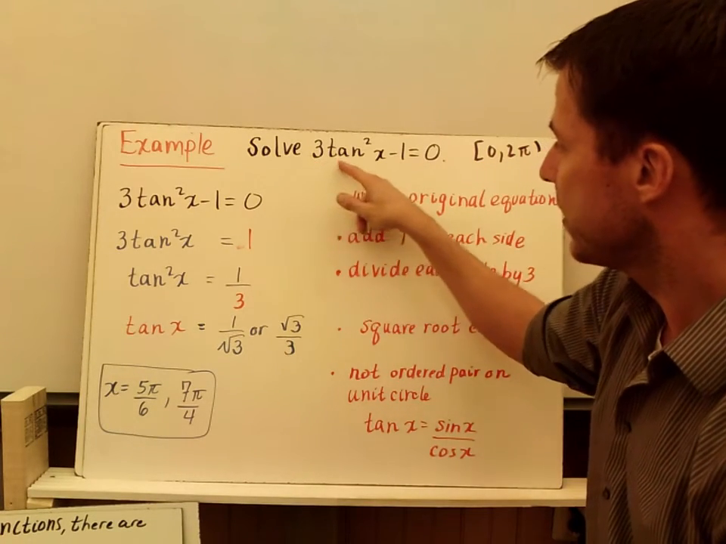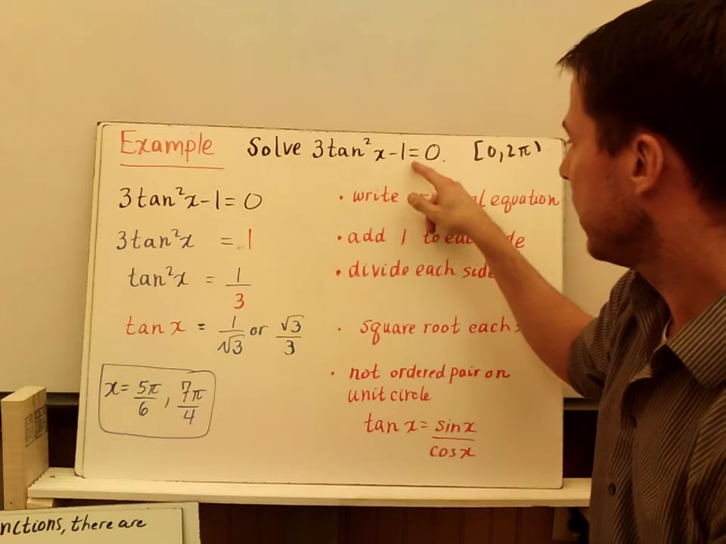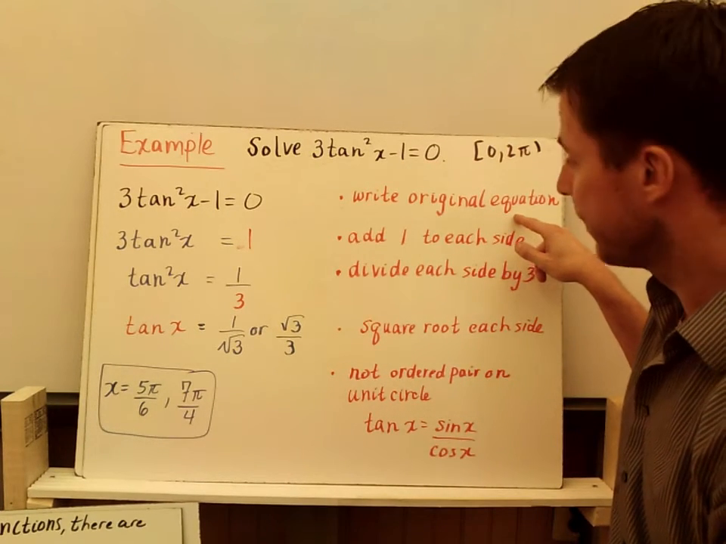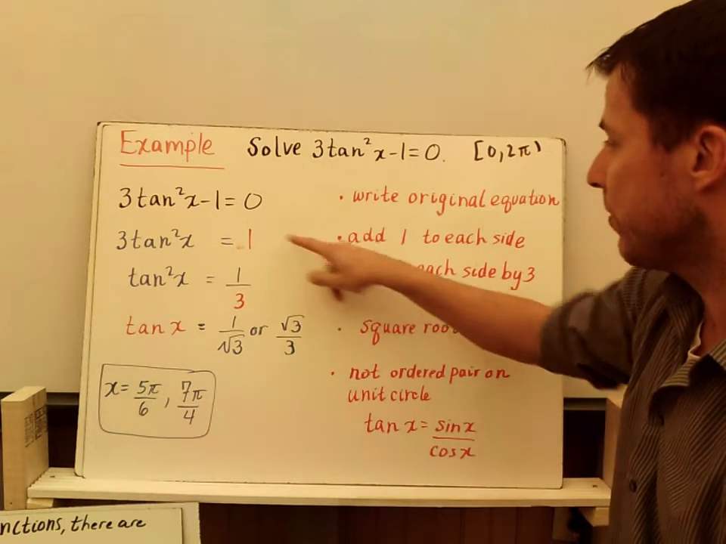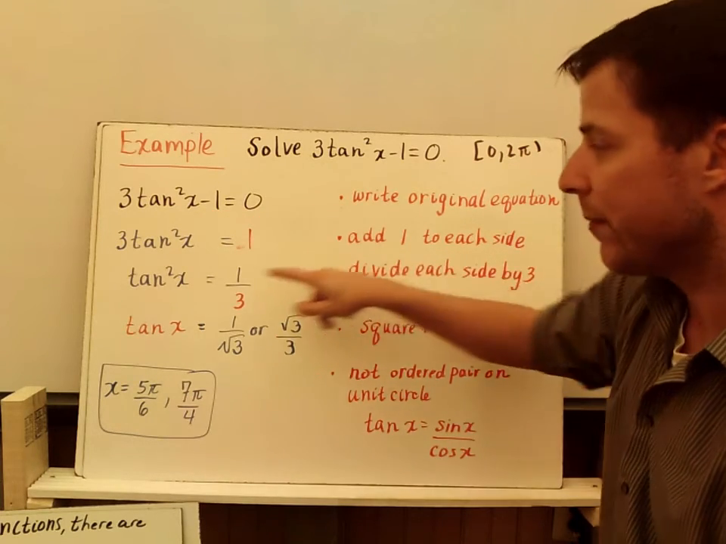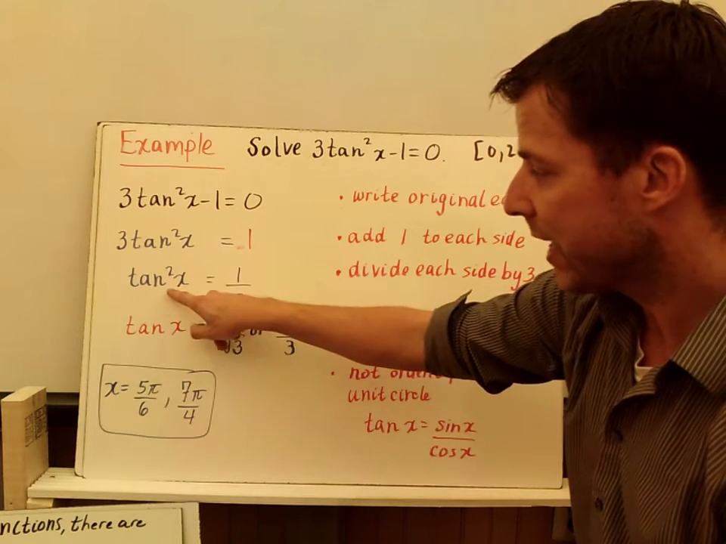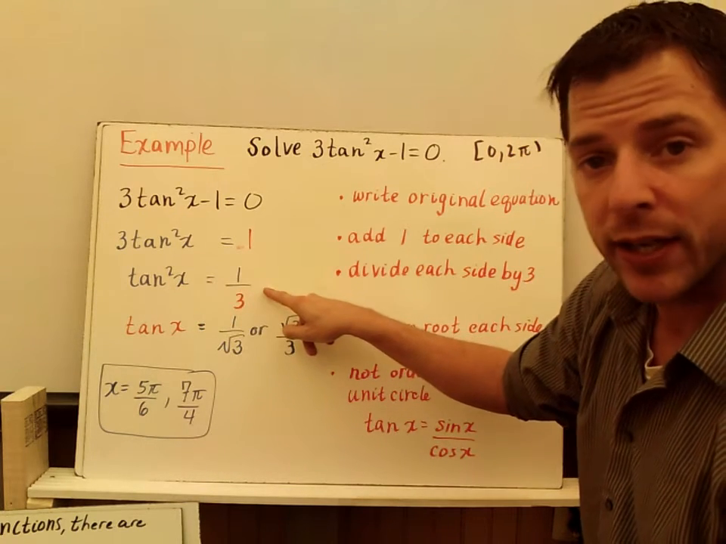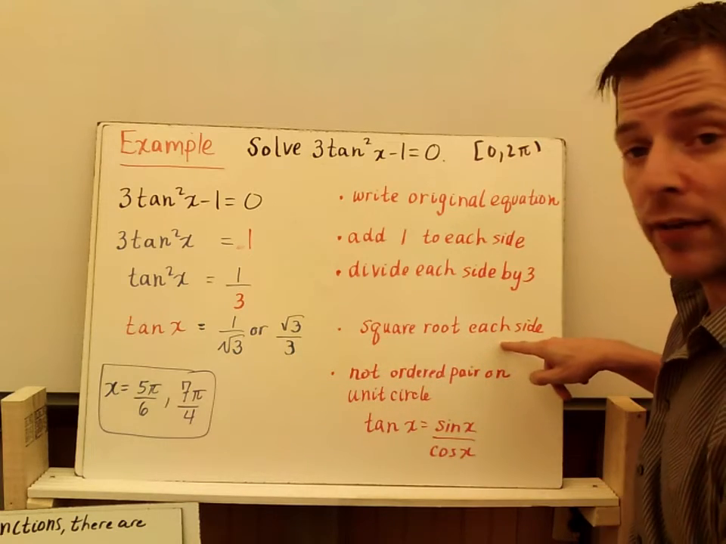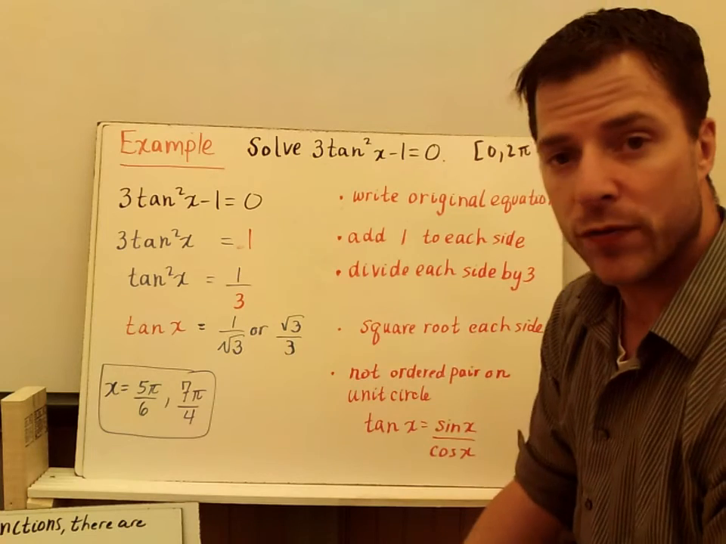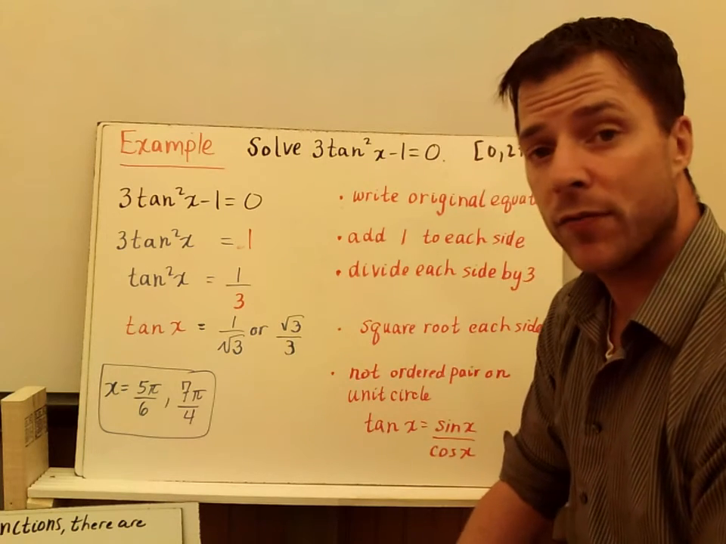So solve 3 tangent squared x minus 1 equals 0. So I'm going to write the original equation, and then I'm going to add 1 to both sides. I'm going to then divide each side by 3, and then I'm left with tan squared x equals 1/3, and so I'm going to take the square root of each side. When I do that, I get tangent of x equals 1 over root 3, or root 3 over 3.